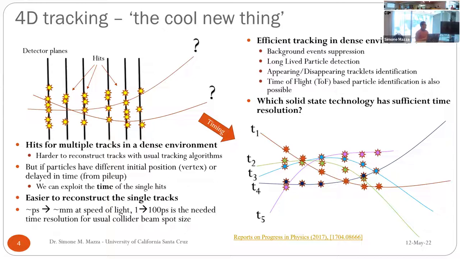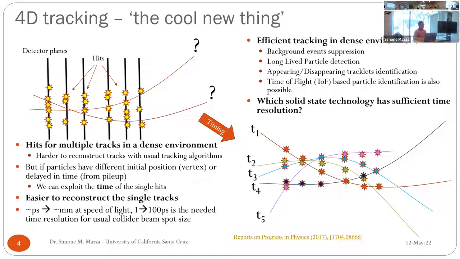With this idea, you can have efficient tracking in dense environments. So you can do background event suppression. You can detect long-lived particles, for example, if you see a track appearing at some point that is outside of your collision time, or you can see if a particle appears or disappears. That's what we call appearing and disappearing tracklets, or you can also do time of flight particle identification at low energy.